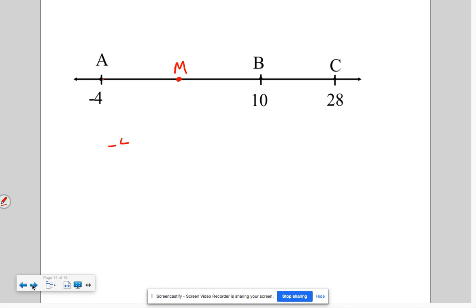So I can do -4 plus 10 and then divide by 2. Well, -4 plus 10 is 6, and 6 divided by 2 is 3. Now, just to double check, I see that between 3 and 10, I have a distance of 7, and between -4 and 3, I also have a distance of 7. So it does work out. My two smaller segments are equal.